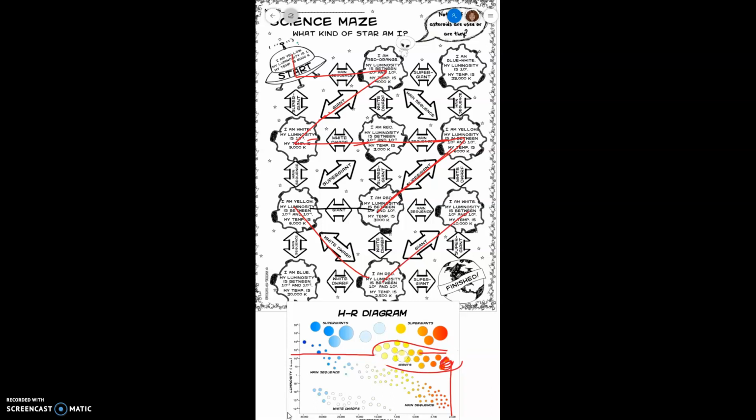Okay. And we're almost done, it looks like. I am white, so I know we're in this area. Whoops, white is this area. My luminosity is between 10 to the fifth and 10 to the sixth. That's kind of high. So it's in this area here. And my temperature is 10,000. So we fall into the supergiant category, and we're finished.